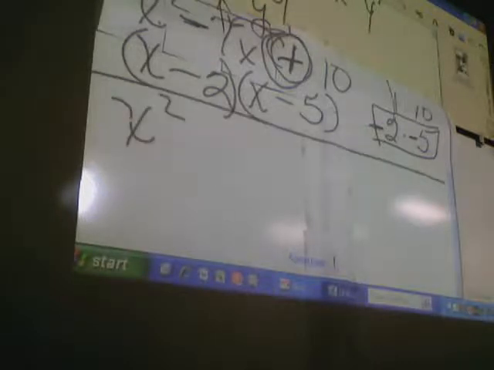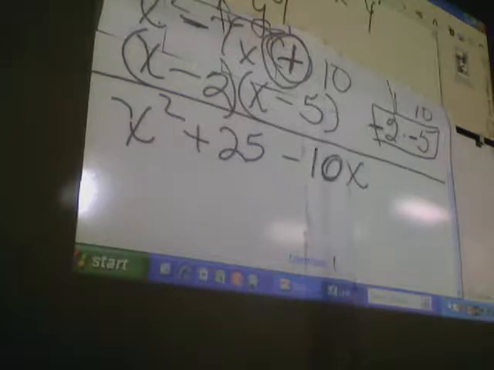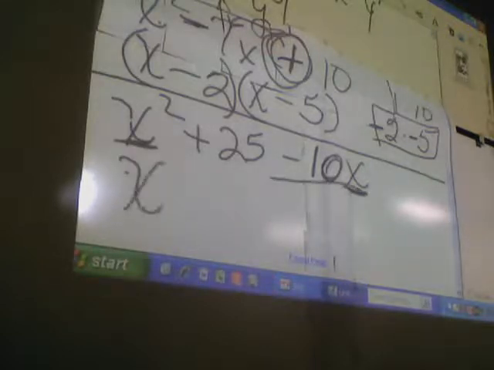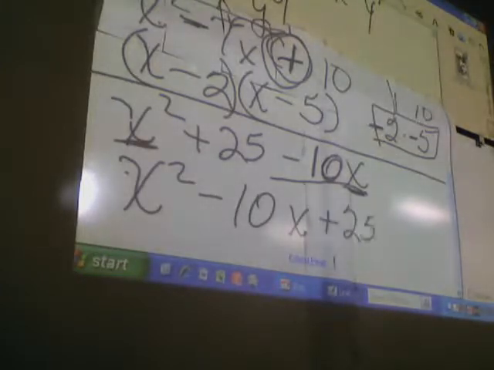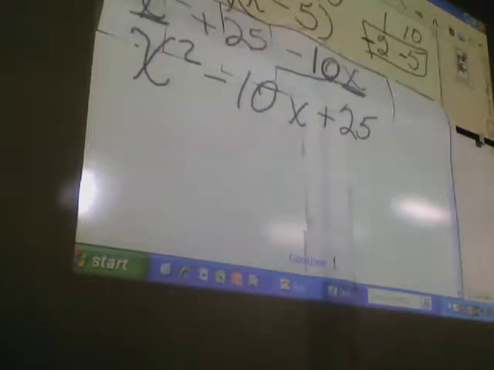Okay, the next one, x squared plus 25 minus 10x. What do we need to do before we start factoring? Does that look like it's in the right form to start factoring? We have x squared and we have our last term as x. We need to put this one as our middle term. So we'll make it x squared minus 10x and then plus 25. Okay, now it's ready to work with.